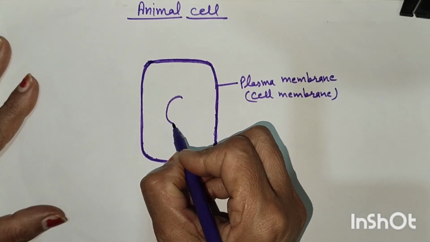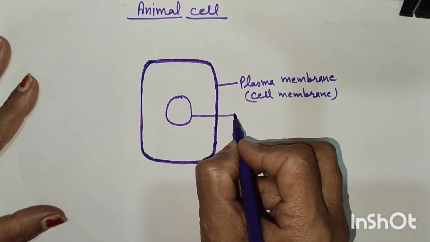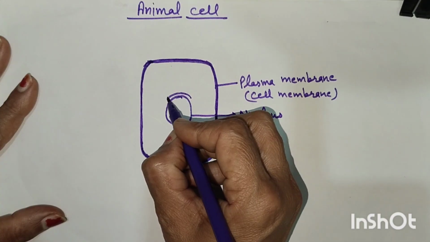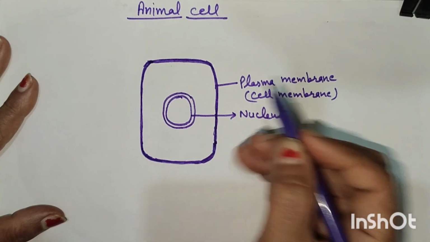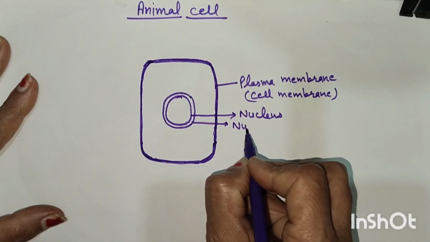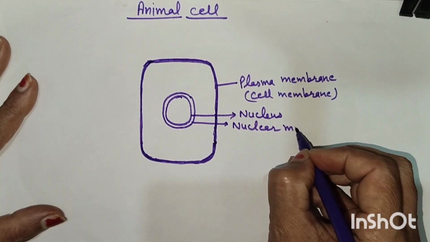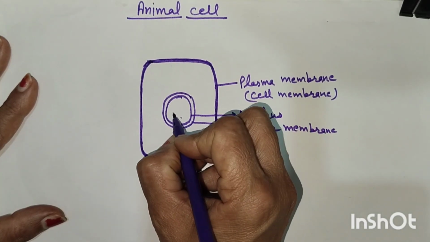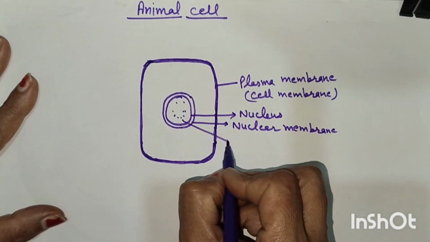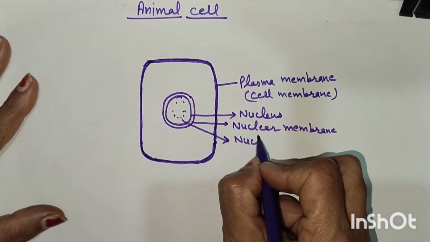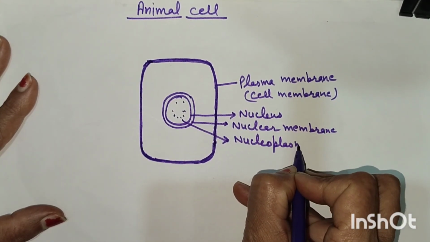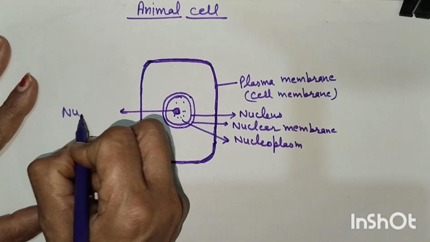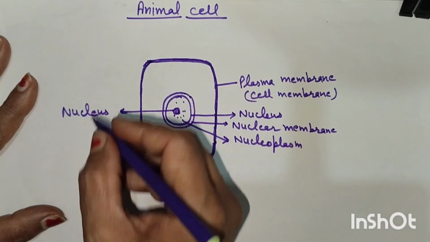In the center, there is a rounded body that is called nucleus. It is also covered with a membrane that is called nuclear membrane. And it consists of a liquid that is called nucleoplasm. Here is a rounded body that is called nucleolus.